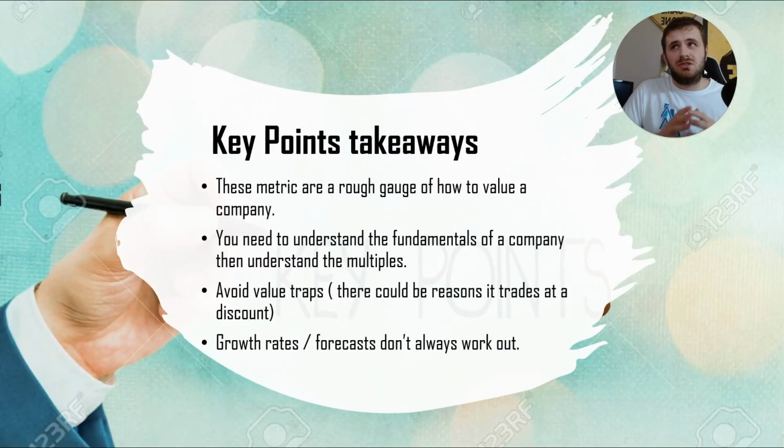So the key points to take away: these metrics only give you a rough gauge on how to value a stock. You can tell if you're getting a deal or not, but it doesn't explain what the fundamentals of the business are. So you need to understand how that company ticks, what kind of products it has, what services it provides, before you look at the metrics, and you need to find one that fits it right. Trailing P/E is always representing the past, and forward P/E is representing the future.